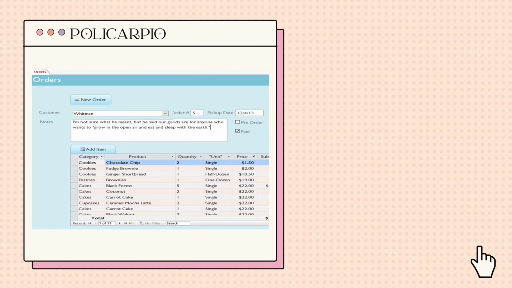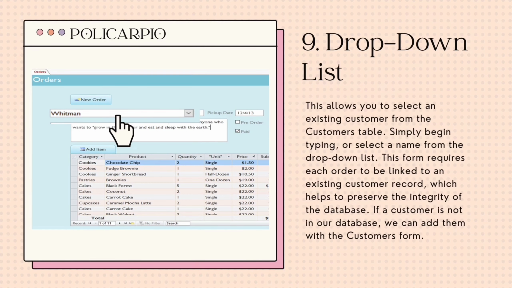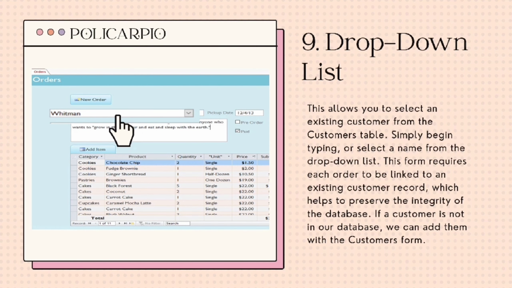The next one is the drop-down list. This allows you to select an existing customer from the customers table. Simply begin typing or selecting a name from a drop-down list. This form requires each order to be linked to an existing customer record, which helps you to preserve the integrity of the database. If the customer is not in our database, we can add them with the customer form.